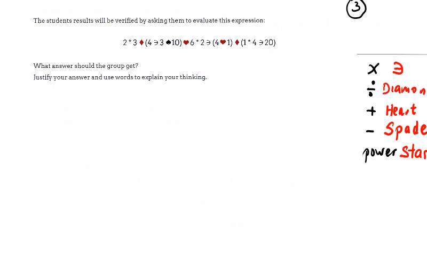So the students' results will be verified by asking them to evaluate this expression. So this means 2 to the power of 3. If you haven't seen it before, you have now. And then diamond, which we have them all over here, is divide. Diamond is divide. So divided by. And the amazing thing about the modern calculators is they'll do BOMDAS for you if you type it in properly. 4. And this is multiply, this backward element. 4 multiplied by 3.